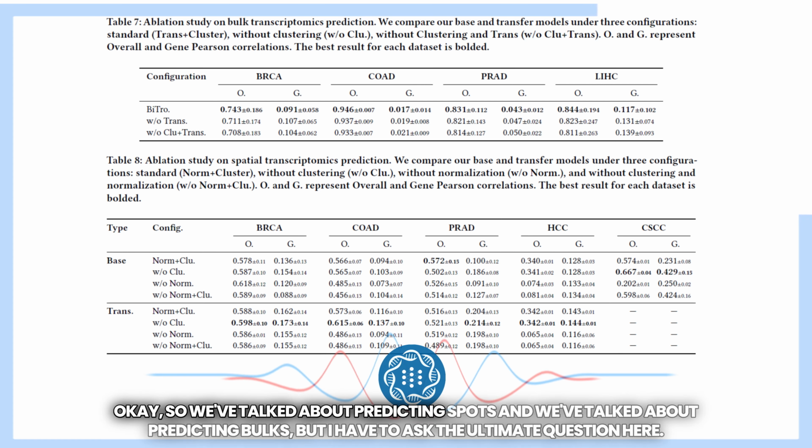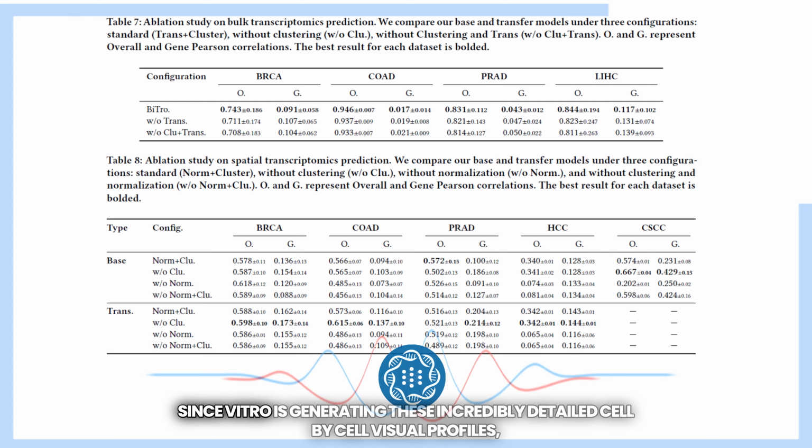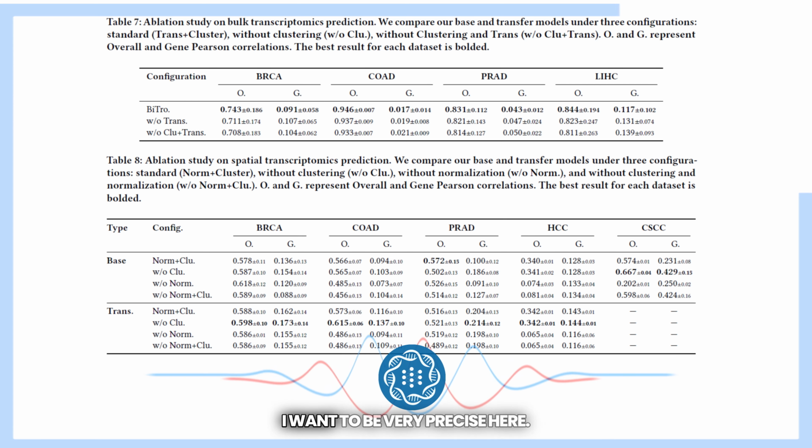Okay, so we've talked about predicting spots, and we've talked about predicting bulks. But I have to ask the ultimate question here. Let's hear it. The paper mentioned a term, pseudo-cellular spatial transcriptomics. Yes. Since BiTro is generating these incredibly detailed cell-by-cell visual profiles, is this model actually predicting the genetics of a single individual cell just by looking at it? I want to be very precise here.